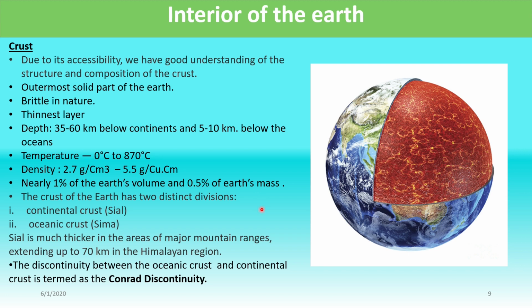The crust of the Earth has two distinct divisions, that is the continental crust, SIAL, and the oceanic crust, SIMA. SIAL is much thicker in the areas of major mountain ranges, extending up to 70 km in the Himalayan region. The discontinuity between the oceanic crust and continental crust is termed the Conrad discontinuity.